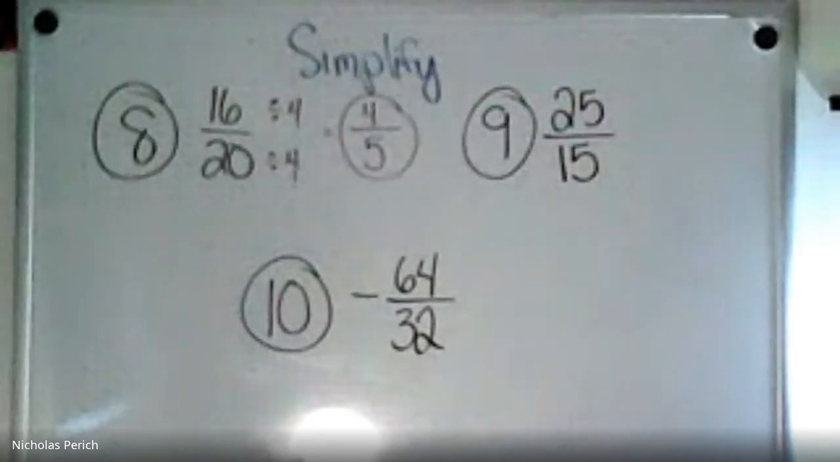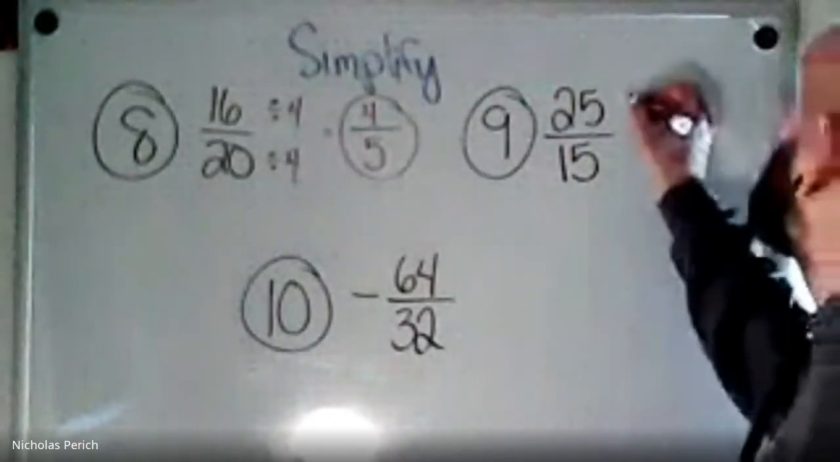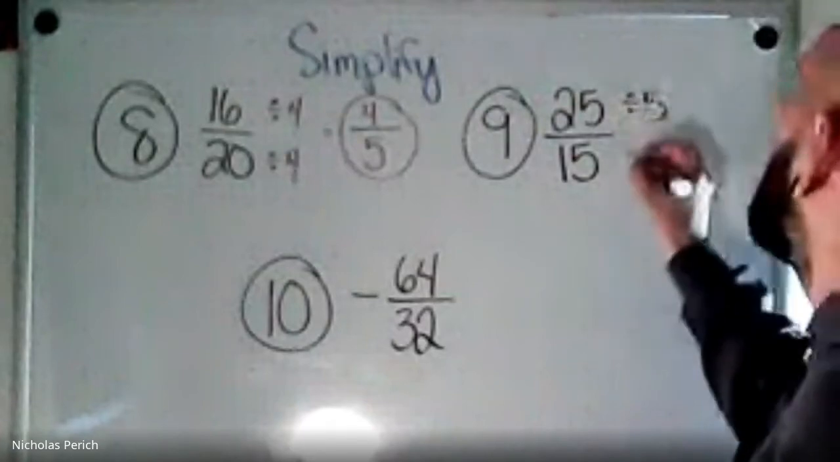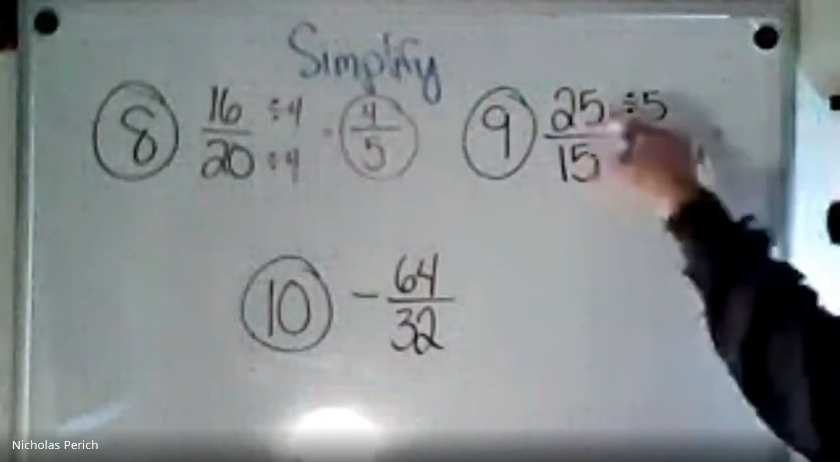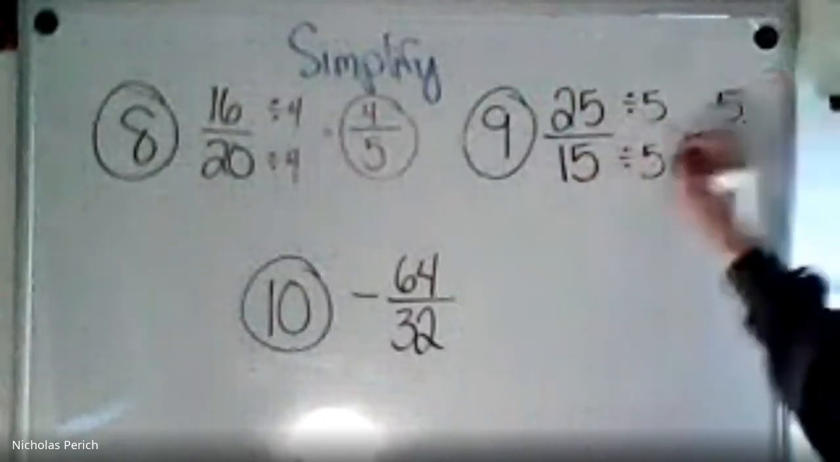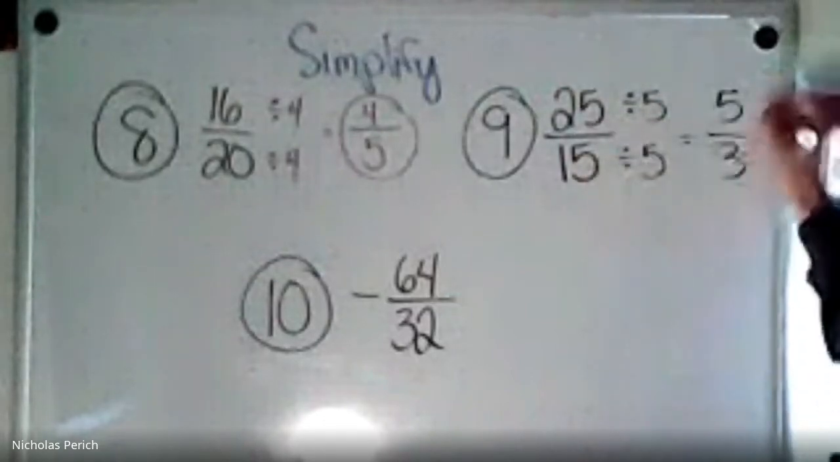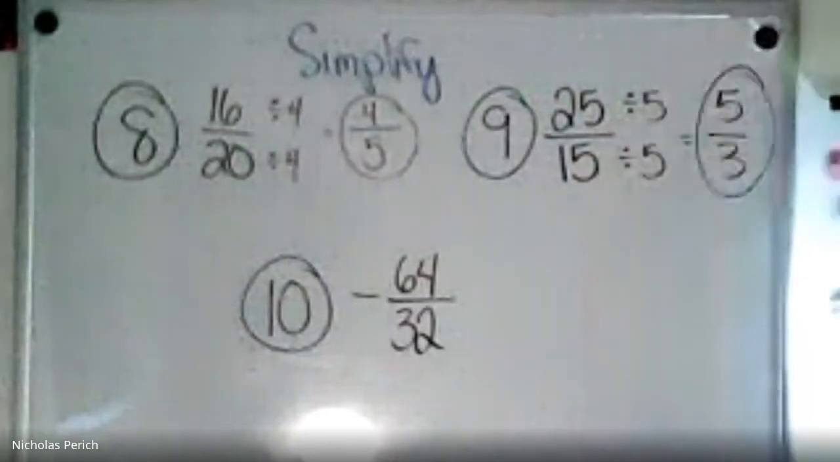Problem 9. It's pretty obvious. Now remember, with problem 9, it's improper. And so what I want to do is simplify it, but keep it improper. So I'm going to divide the top by 5. I'm going to divide the bottom by 5. 25 divided by 5 is 5. And 15 divided by 5 is 3. It's improper. Leave it that way.